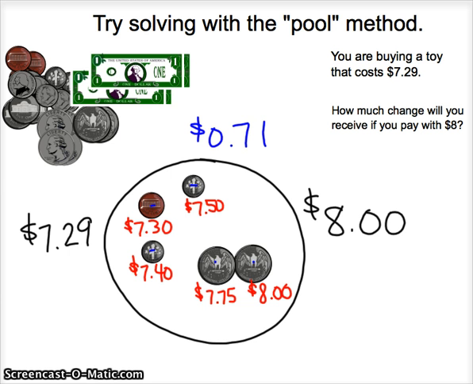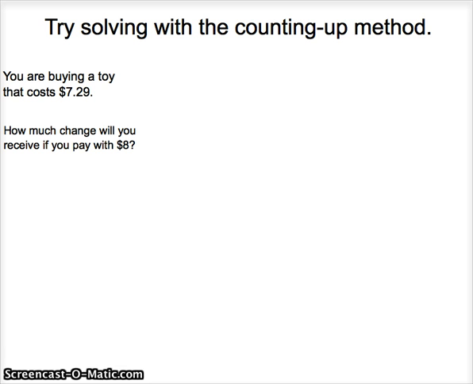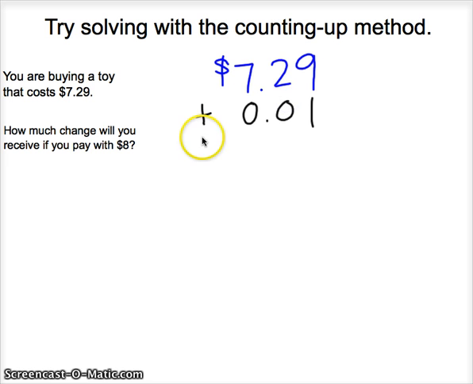Now why don't you try doing that using the counting up method? So let's write the lower amount, $7.29. Now you push pause and try this on your own using the counting up method. Okay, if you've already tried it, let's see if you got it right. So we're going to count up to try to get to $8. So first, from $7.29, I like to add a penny because that gets me to the next 10, which is $7.30.